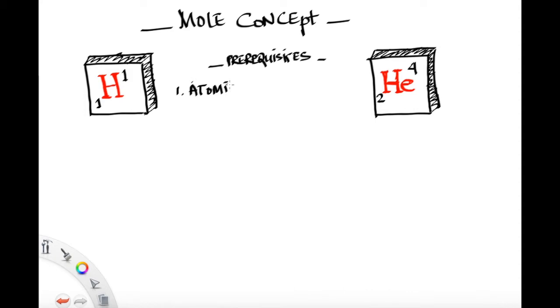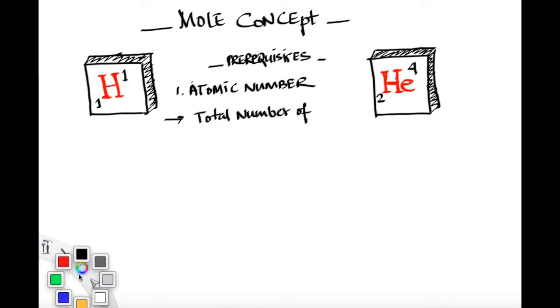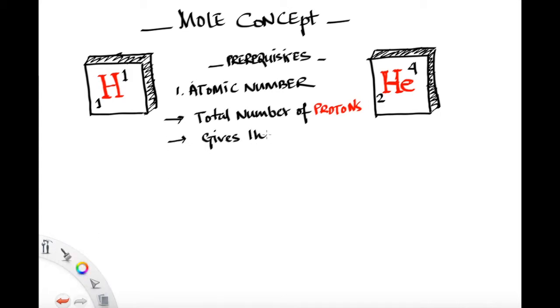The first in the list is atomic number. Atomic number, as you all know, is the total number of protons. It can also be said to be equal to the total number of electrons in case of a neutral atom. Why is it important? Because it gives the identity of an element. Two atoms, if they have the same number of protons, are basically the same element.